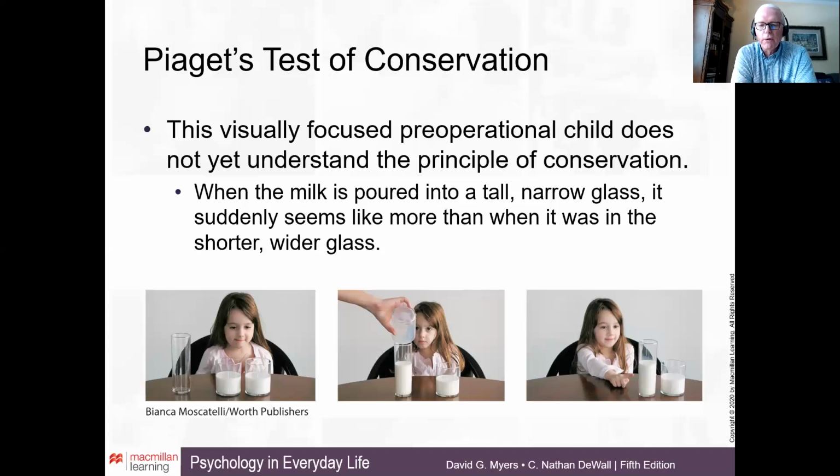They're not able to focus on more than one aspect of the situation at a time. They're not able to play it back in their mind and forward again, all of which would be aspects of logical thinking in this situation. When children get a little older, around the age of 7 or 8 or so, when they move into the next stage of Piaget's stages of development, the concrete operation stage, they are able to solve the conservation problem.